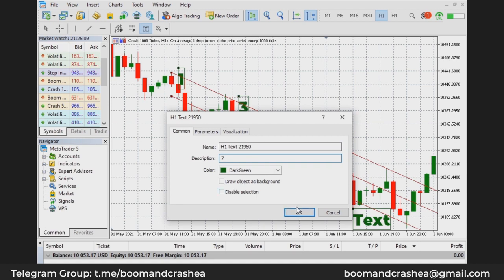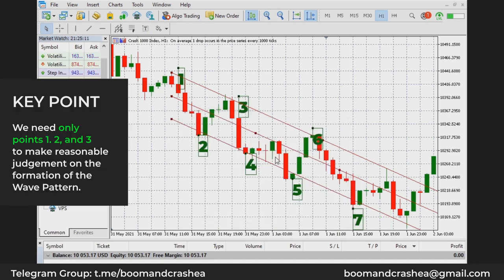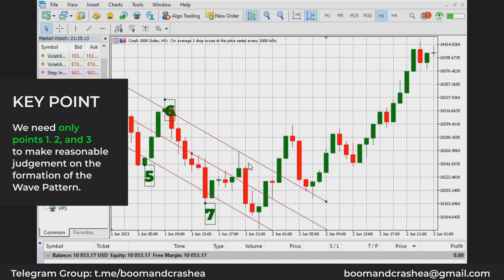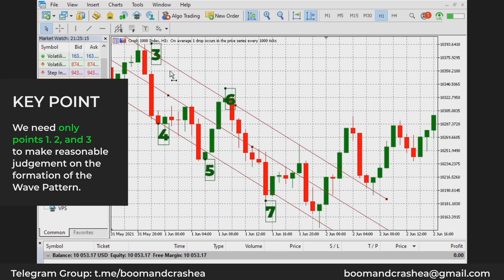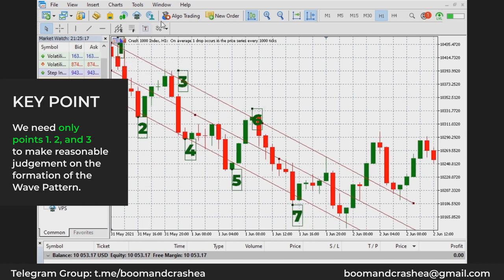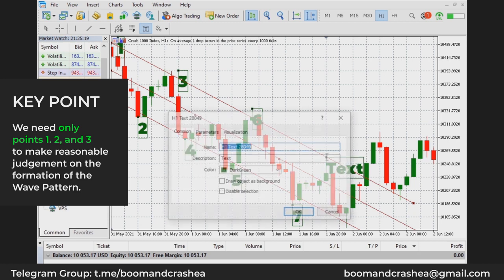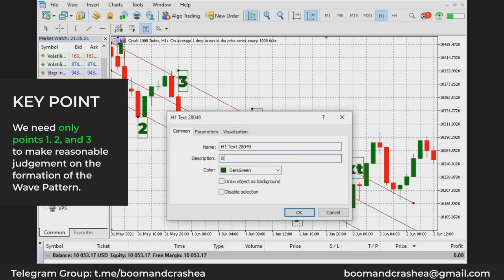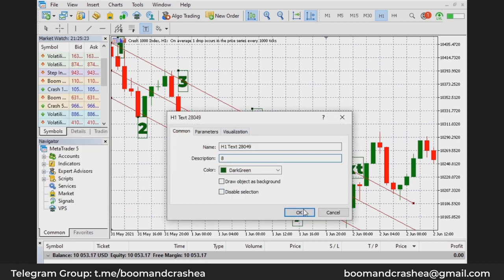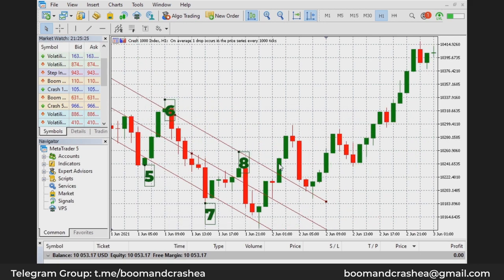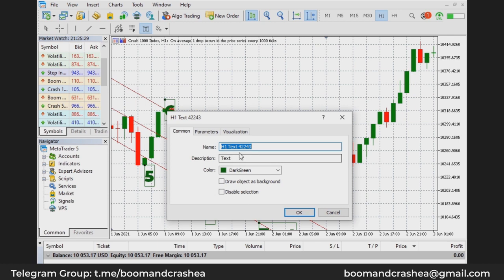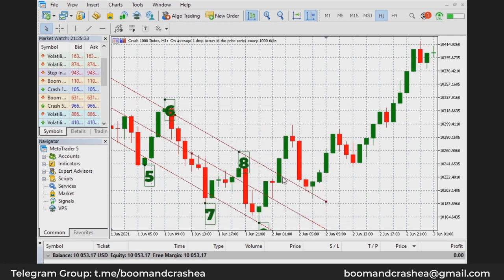Once you get point 1, 2 and 3, you are good to go. Then what happens? It gets to 8, which is on the 1, 3, 6 line. Very simple. This is the wave principle, always happening on boom and crash, always happening. Then what happens? It gets here, 9. This is always happening. Then what happens? Before it breaks, 10.